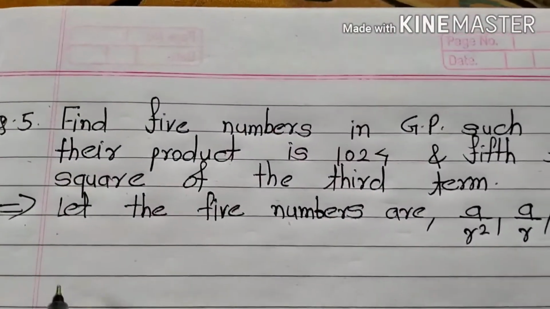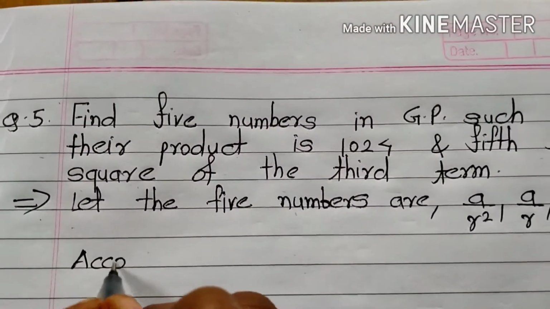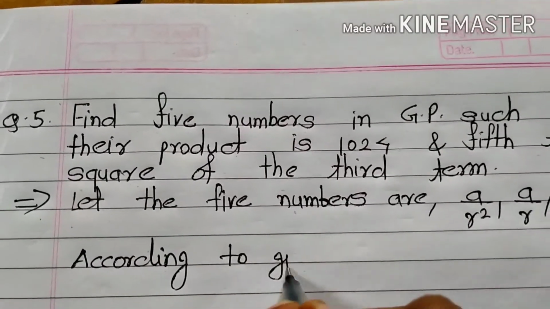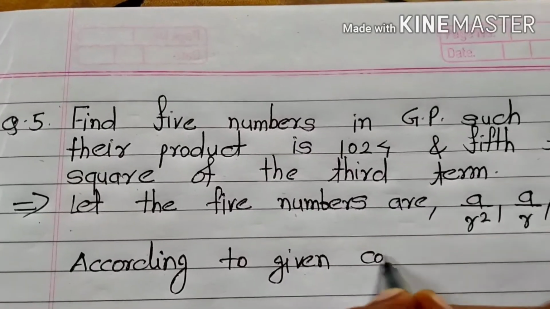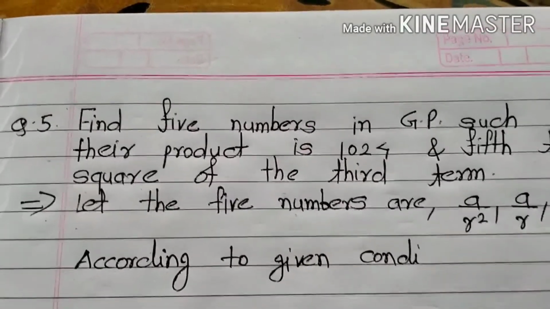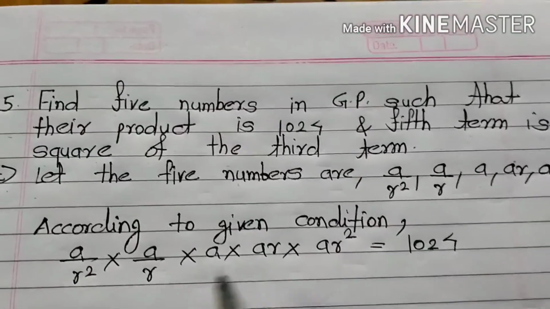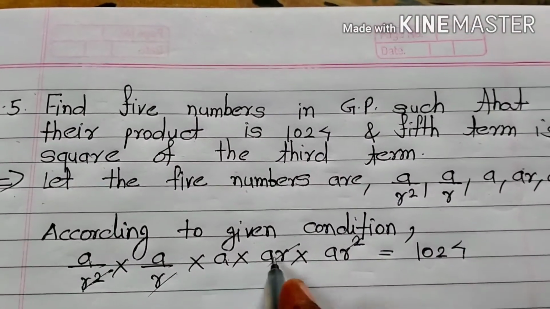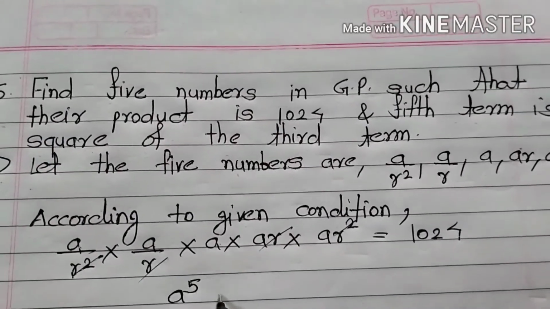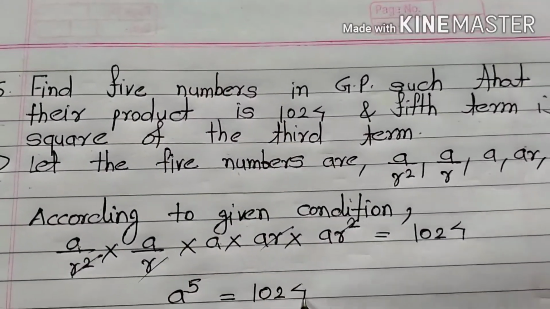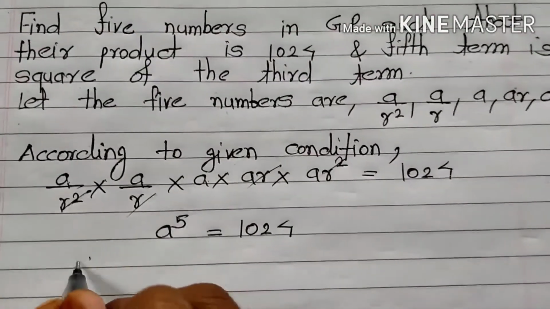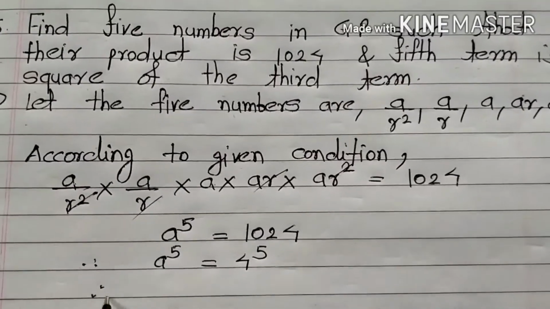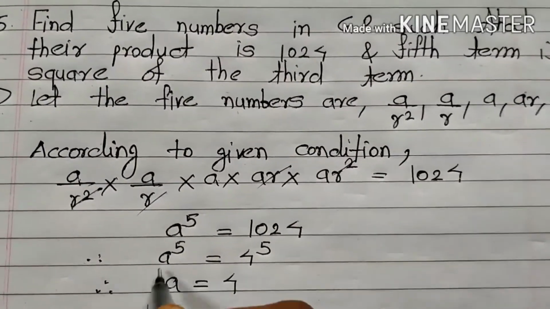So according to the given condition, the product is 1024, so r square cancels, r cancels, and we get a raised to 5 is equal to 1024. And we know that 1024 is 4 raised to 5, therefore a raised to 5 is equal to 4 raised to 5. Therefore a is equal to 4.